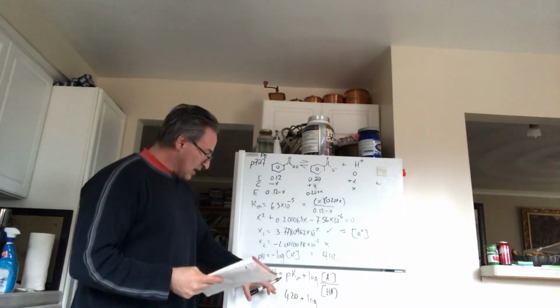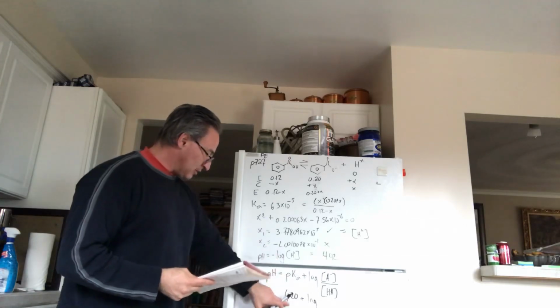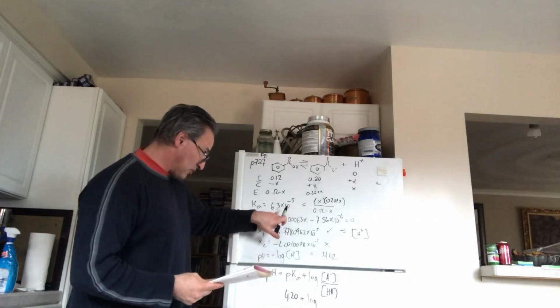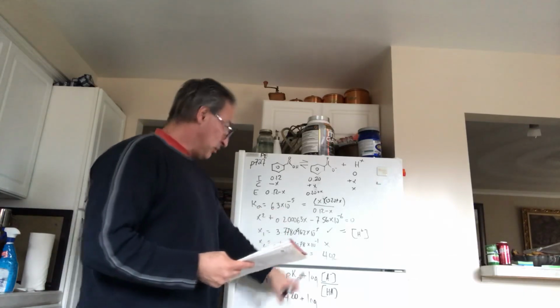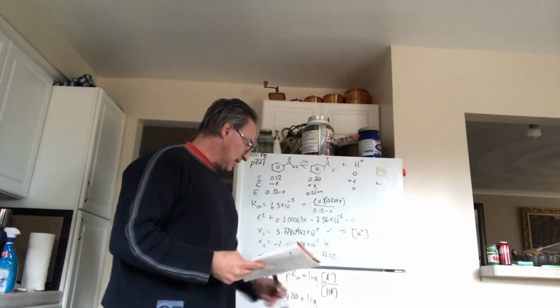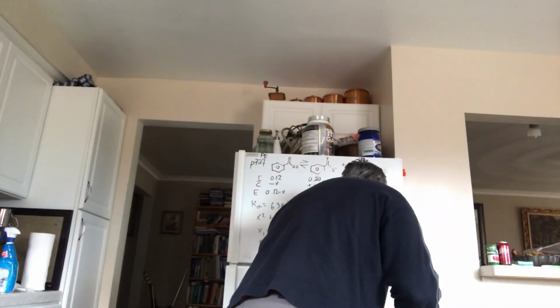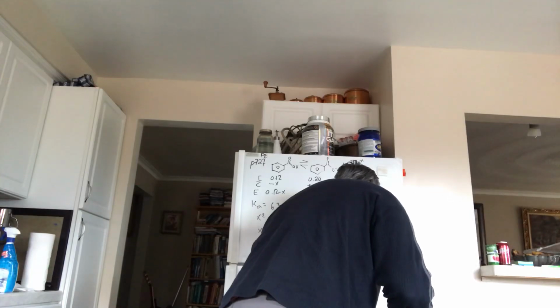So using the Henderson-Hasselbalch equation, we plug in, we find out that pKa is 4.2 because the Ka is 6.3 times 10 to the negative 5. Take the negative log of that, you get that. And then plug in the concentrations of the A minus and the HA, which is, in this case, 0.2 and 0.12.